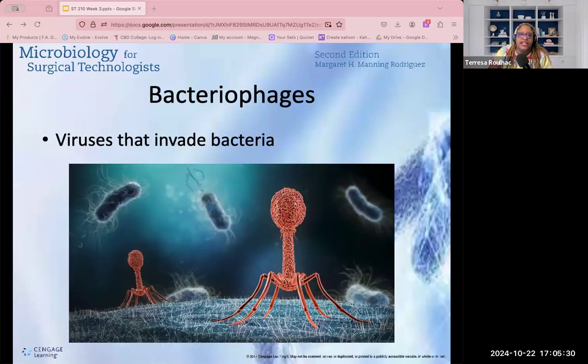We get bacteriophages, viruses that invade bacteria. Crazy, right? Got viruses that are actually invading bacteria. These viruses, or you can say phages, specifically target and infect bacterial cells. So what they do is they bind to receptor sites on the bacterial host cell wall, like the flagella, like the little tails, all right?